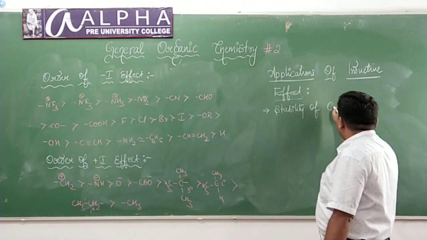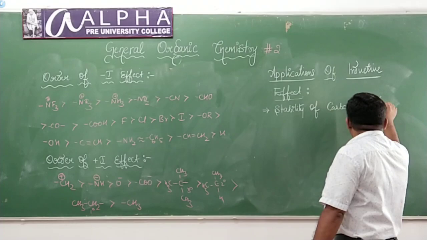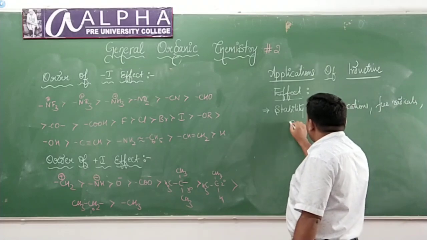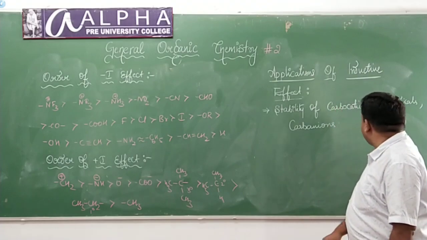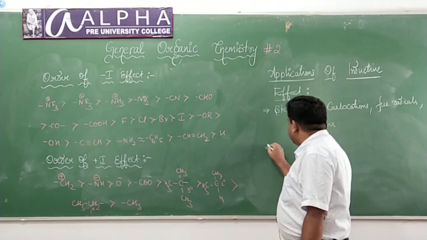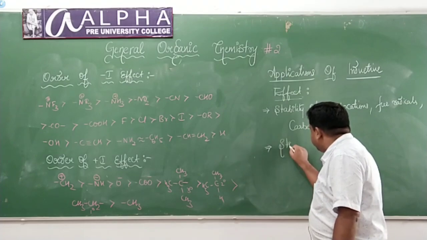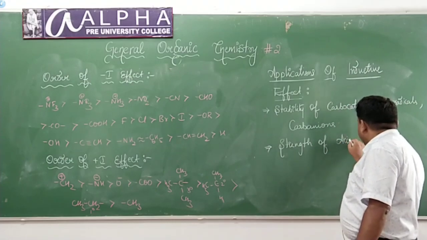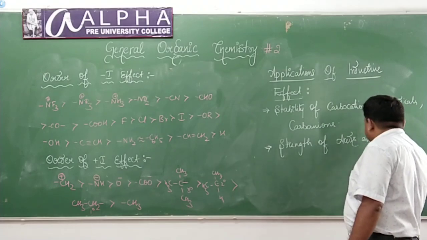carbocations, free radicals and carbanions. Okay, we can explain the stability of carbocations, carbanions and free radicals, and using this same inductive effect we can also explain the strength of acids and bases. We can explain the strength of acids and bases.